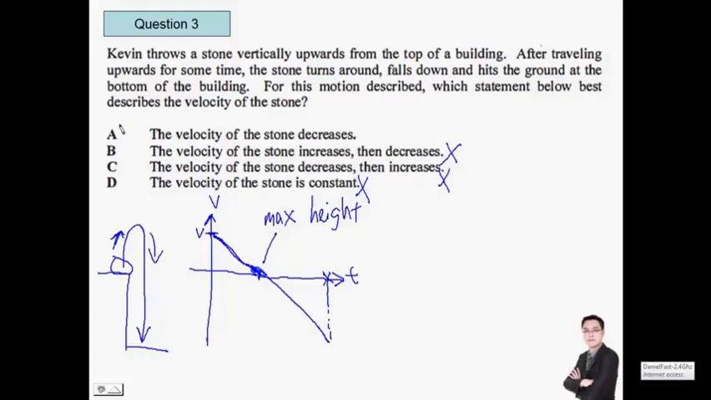So that leaves A being the best answer. The velocity of the stone decreases. This is because if you look at the velocity time graph, while the stone is moving up, the velocity is decreasing. While it's falling down, it's going in the opposite direction. In terms of vectors, the velocity is also decreasing. So A is the answer.